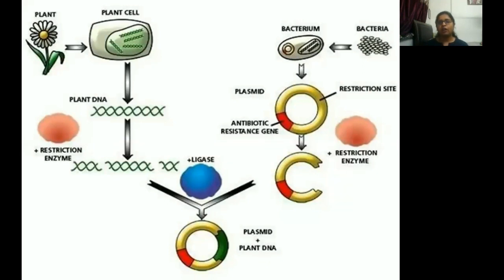On the other hand, the plant cell is there with its own plant DNA. Here the plasmid comes in contact with the plant cell DNA, and with the help of DNA ligase, it forms plasmid plus plant DNA. This happens when the bacteria goes to lysis. So it is again the transformation method.